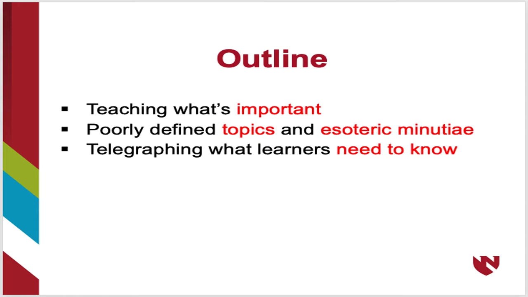Once you have this rough idea of what your goals are from the lecture, like we talked, then okay, how do you start thinking about what the objectives should say or define? So here are the three important things that he mentions. You have to think about teaching what's important. Remember, you have limited time, limited attention, and limited capacity of your audience. You need to know what's important to teach. You have to avoid poorly defined topics and esoteric minutiae, and you have to telegraph to the learner what they need to know. So the learner needs to know what they need to know.